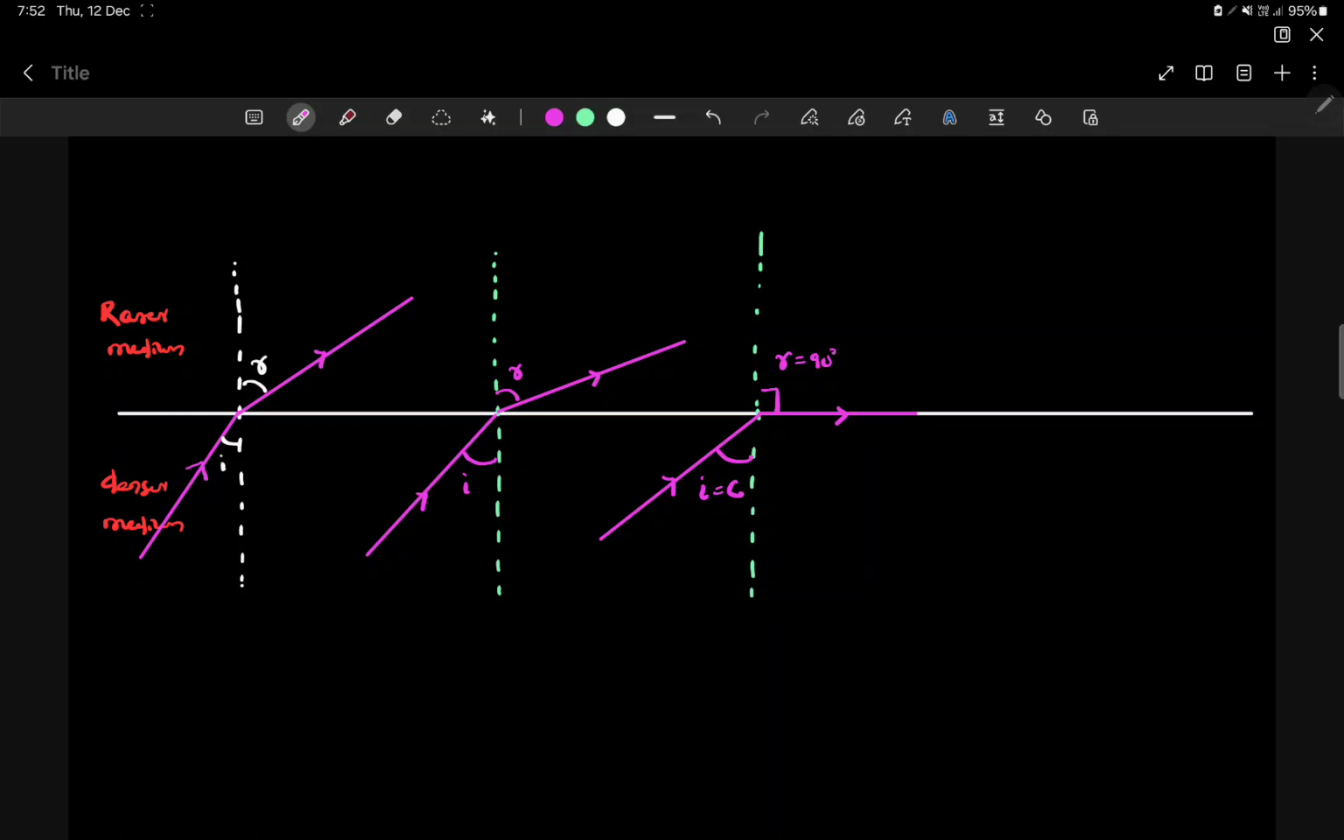So when light travels from denser medium to rarer medium, for a particular angle of incidence, the angle of refraction is 90 degrees. That angle of incidence is specially termed the critical angle.